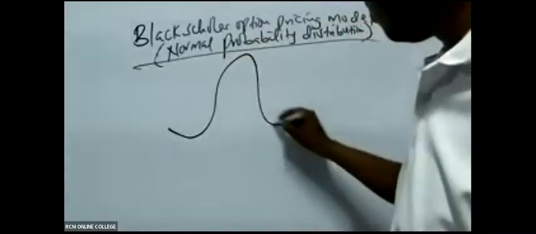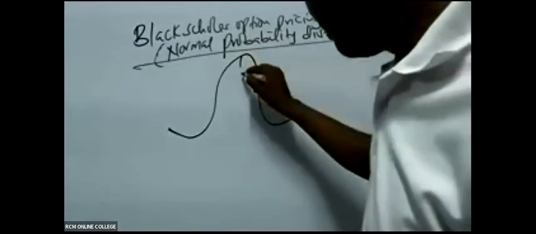So this is what Black-Scholes uses exactly. It assumes a normal distribution. It assumes a normal probability distribution. That is what it assumes.